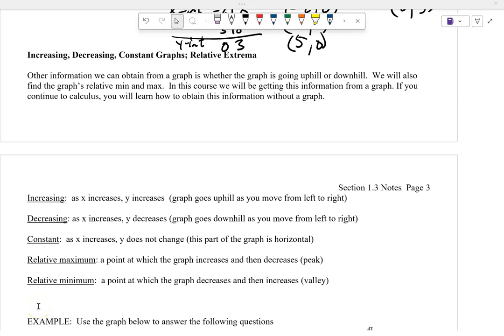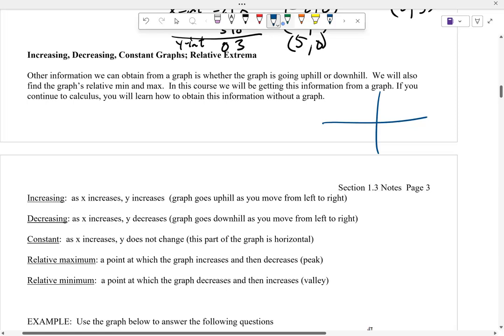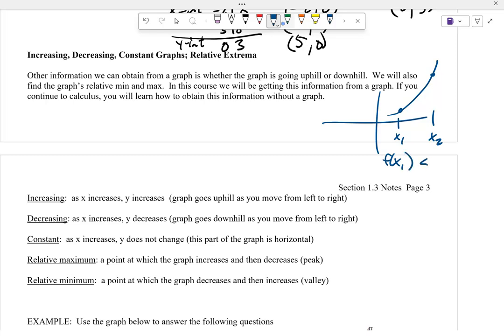So there's some more information we can gather from graphs, and that's whether they're increasing as we go left to right, or decreasing, or constant, and if we have some minimums and maximums on those graphs. So technically speaking, a function is increasing. Let me draw you an increasing function. Notice that if I pick an x1 that's less than x2, then f of x1, its y value, will always be less than f of x2 if it's increasing. That's technically what's going on when you're increasing.